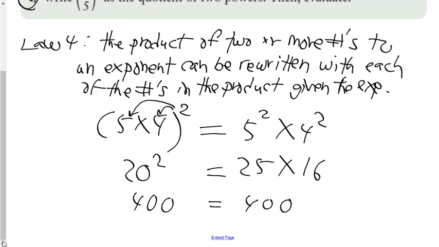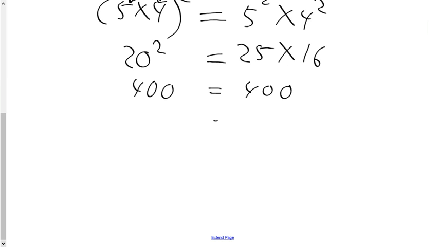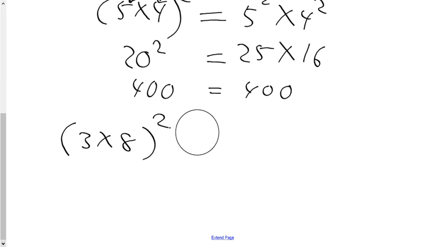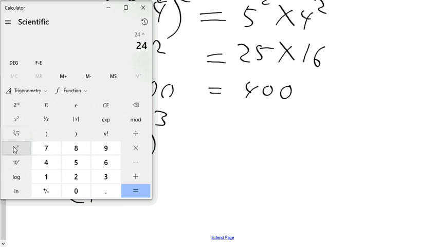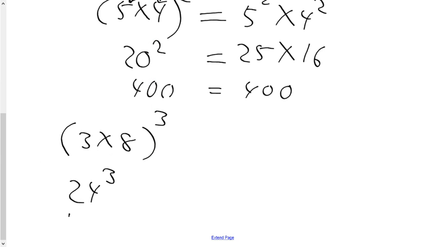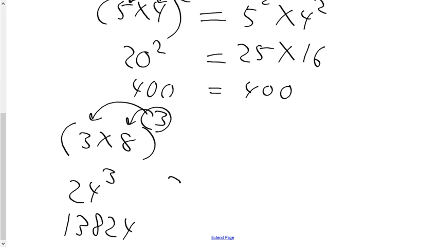So if I was to give you this question here, and I said, what is 3 times 8 squared? Or let's use, instead of an exponent of 2, an exponent of 3, right? If I solved it with BEDMAS, I would have 24 cubed, right? And I would go, well, what's 24 to the exponent of 3? The answer is 13,824, right? If I used the law of 4, I could reallocate that 3 to both parts of my product, and I'd get 3 cubed times 8 cubed.